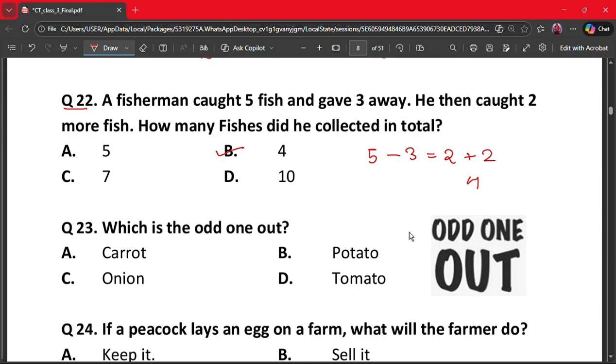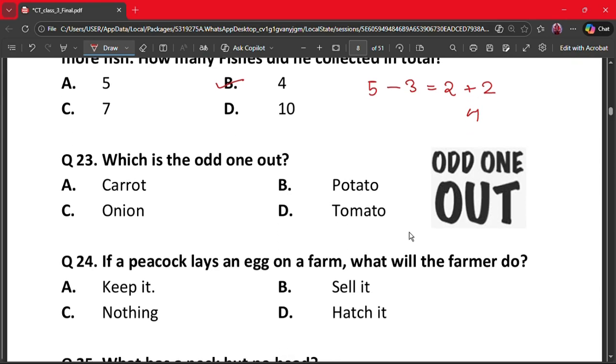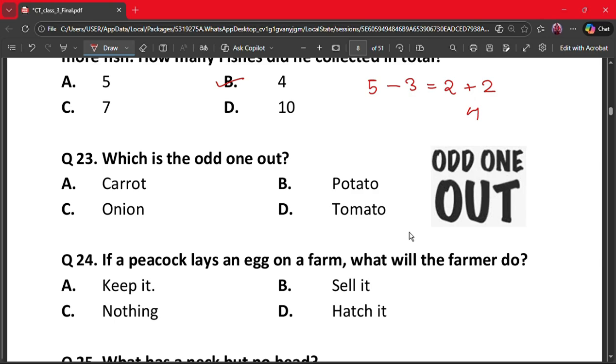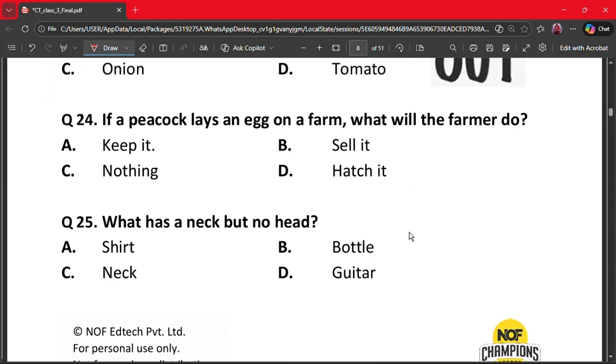Question 23. Which is the odd one out? A. Carrot, B. Potato, C. Onion, D. Tomato. The correct answer is option A. Carrot.